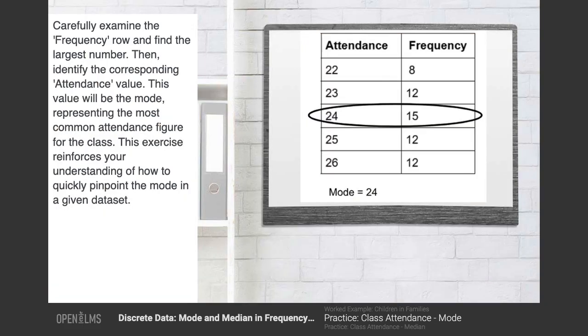Carefully examine the frequency row and find the largest number. Then, identify the corresponding attendance value. This value will be the mode, representing the most common attendance figure for the class. This exercise reinforces your understanding of how to quickly pinpoint the mode in a given dataset.